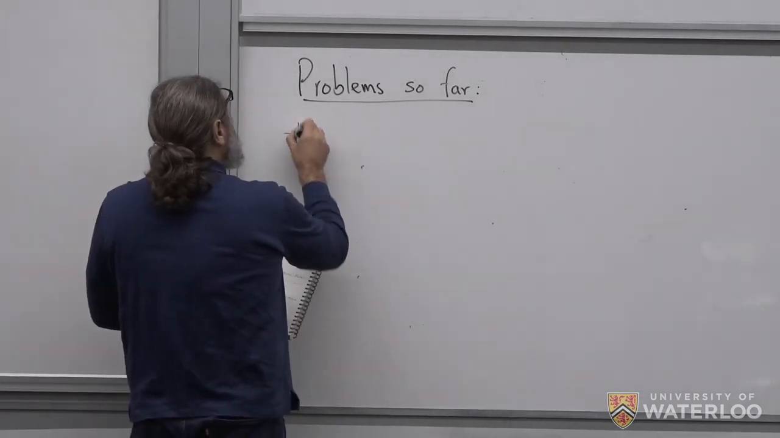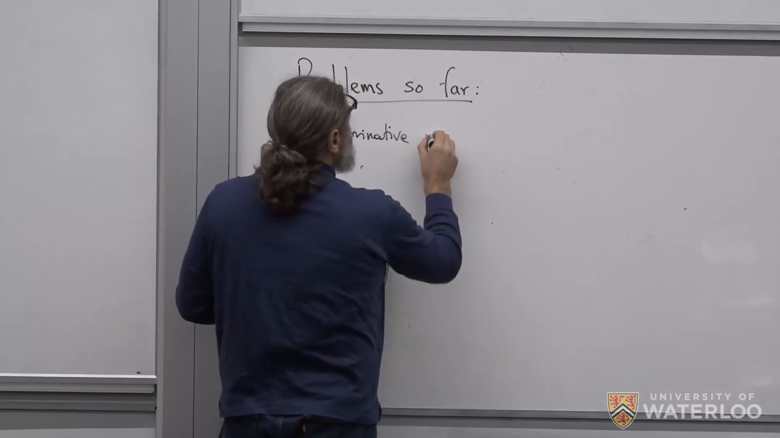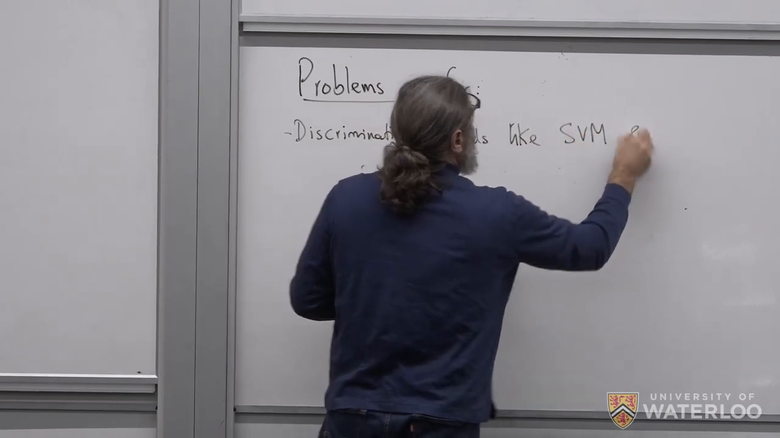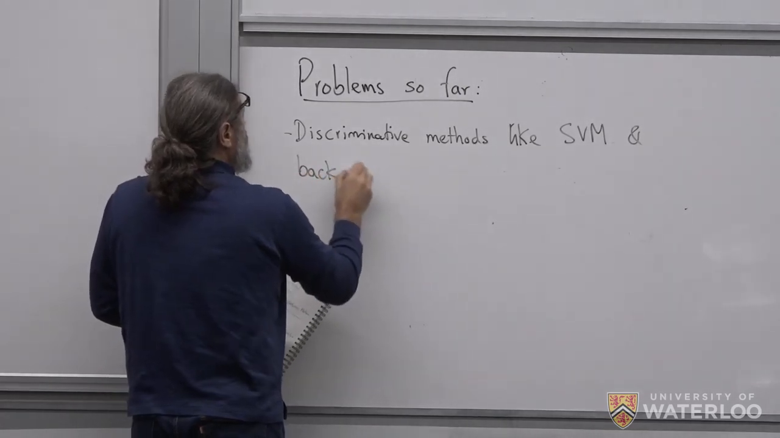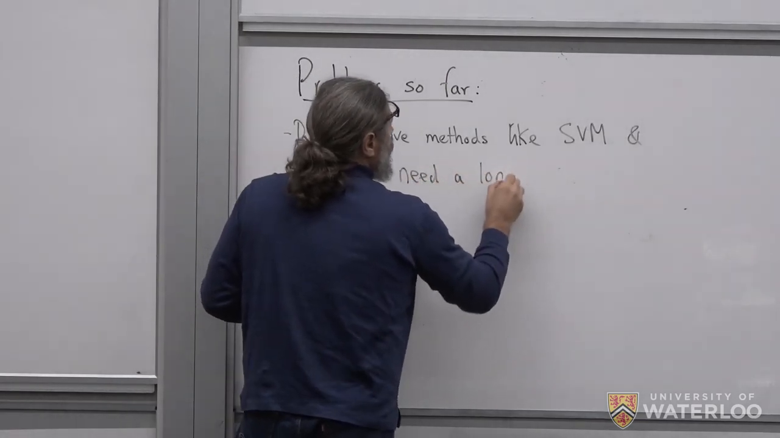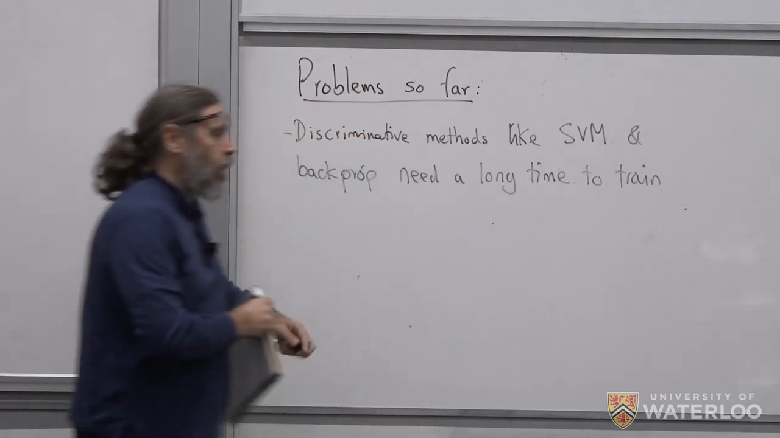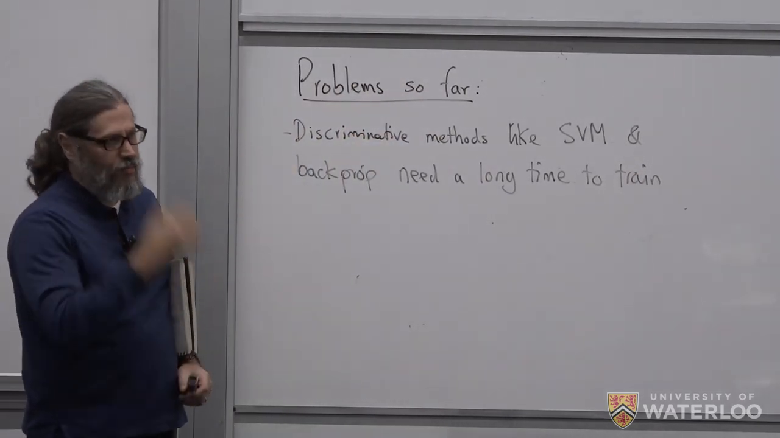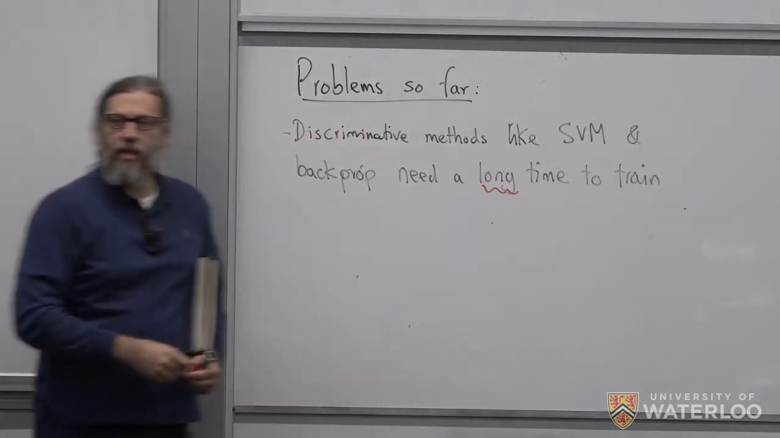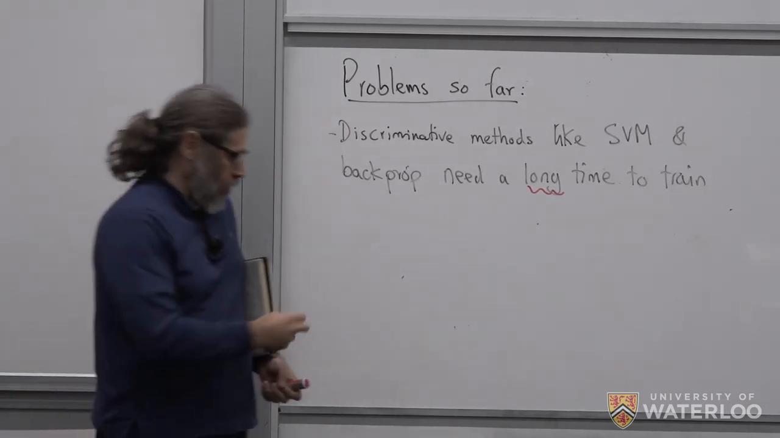So one problem was that discriminative methods like SVM and backprop generally need a long time to run or to train. So that was a problem. Well, you might say this is still a problem, but back then it was really bad. When you say long time, we don't mean several minutes. We mean several weeks and days, and it was not feasible. So things were not working out.